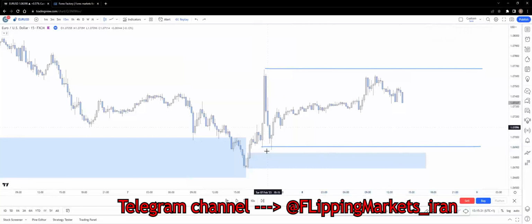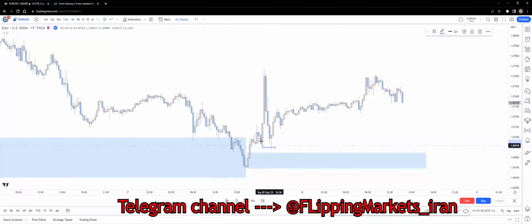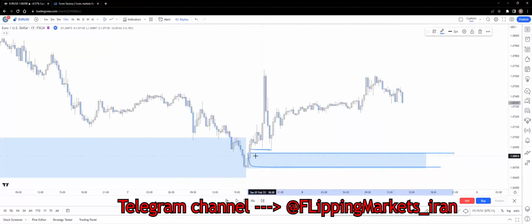Why is this the low point? Because this low initiated the strong change of character in several places. And we can see that price actually reacted on this demand zone and couldn't manage to break below it. It was just a sweep. However, this sweep also made more liquidity for the extreme zone right here. And we can expect the mitigation of this extreme zone.